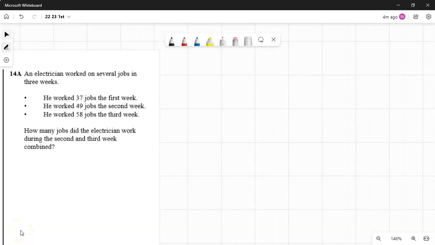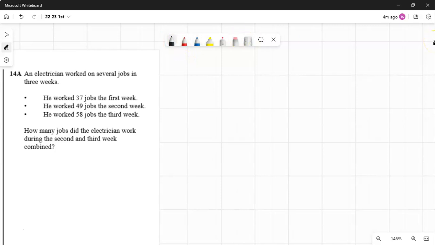Okay, we're going to go look at problem solving, and we're going to start with problem 14a. You follow along as I read. It says, an electrician worked on several jobs in 3 weeks. He worked 37 jobs the first week. He worked 49 jobs the second week. He worked 58 jobs the third week. And the question is, how many jobs did the electrician work during the second and third week combined?